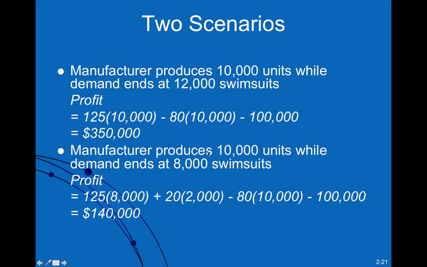$350,000 in this case. However, if the manufacturer produces the same 10,000 but the demand is 8,000, look at what happens. Then you compute the profit. The profit is 140,000. So if you produce less than your demand, yes, you lose some profit, but your profit is 350,000. But look at that, if you produce more than your demand, because you now have the additional cost of production that you incurred where you did not recoup that cost through sales, then it really impacts your profit.